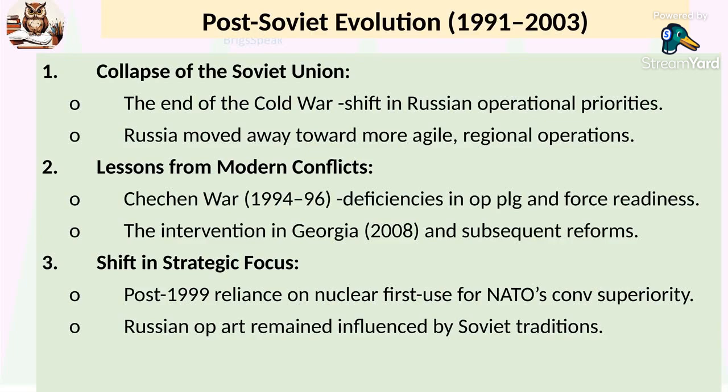Lessons from modern conflicts. The failure in the First Chechen War, 1994 to 1996, highlighted deficiencies in the Russian operational planning and force readiness. The intervention in Georgia in 2008 and subsequent reforms aimed to modernize the military and integrate informationization and precision weapons.